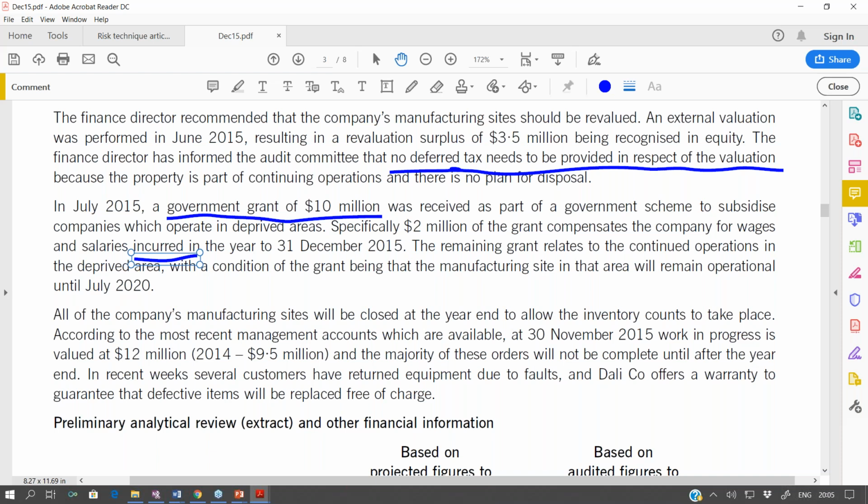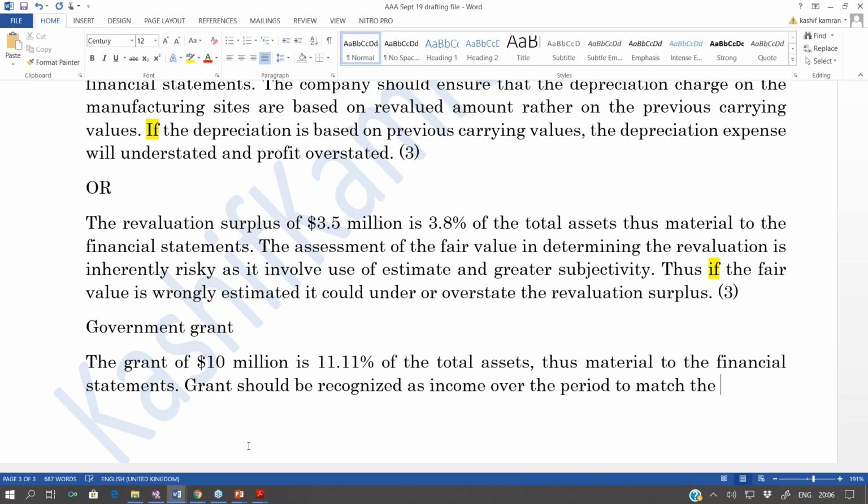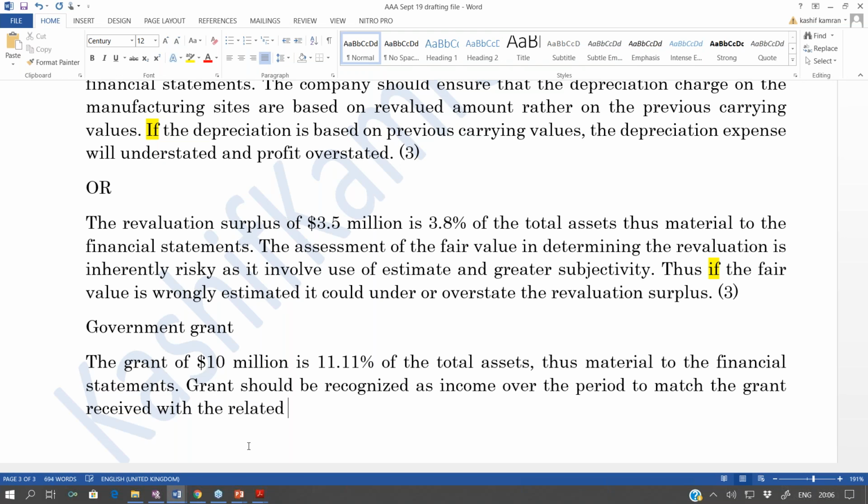See how you write the answer. Now be focused on the answer, right? The grant of $10 million is 11.11% of the total assets, thus material to the financial statement. Now write the treatment. The grant should be recognized as income over the period to match the grant received with the related cost for which it is intended. Now, just see this. Grant should be recognized as income over the period to match the grant received with the related cost for which it is intended.